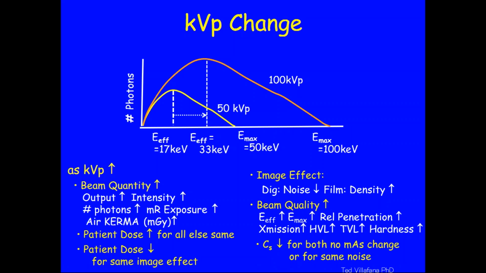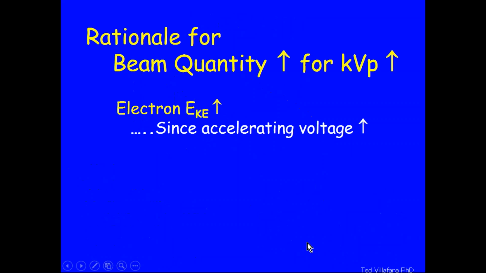And then subject contrast. Subject contrast goes with energy in the opposite direction, so that as your beam energy goes up, as it will with kVp up, then subject contrast goes down. Okay, and we'll be explaining this statement as we go along. But essentially, for no MAS change, and for the same noise, we have to discuss that a little bit further.